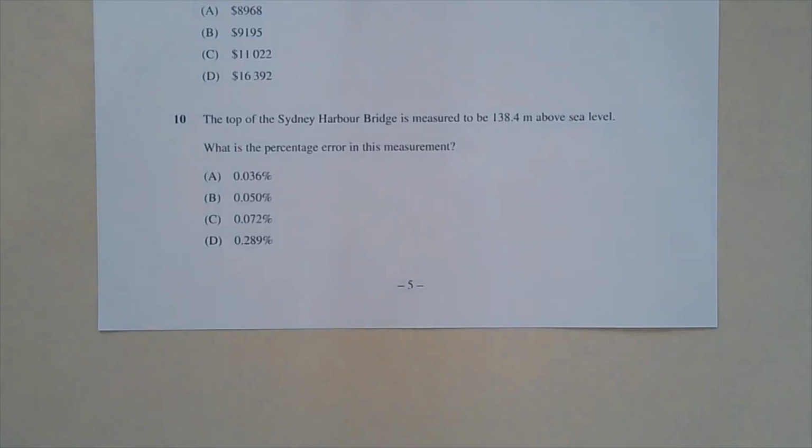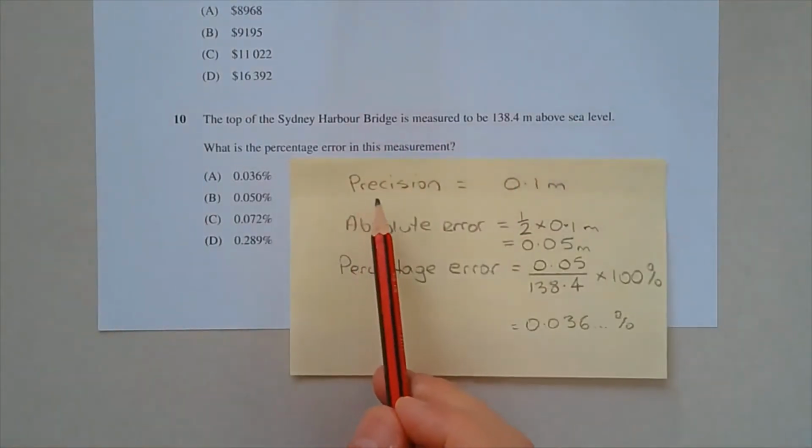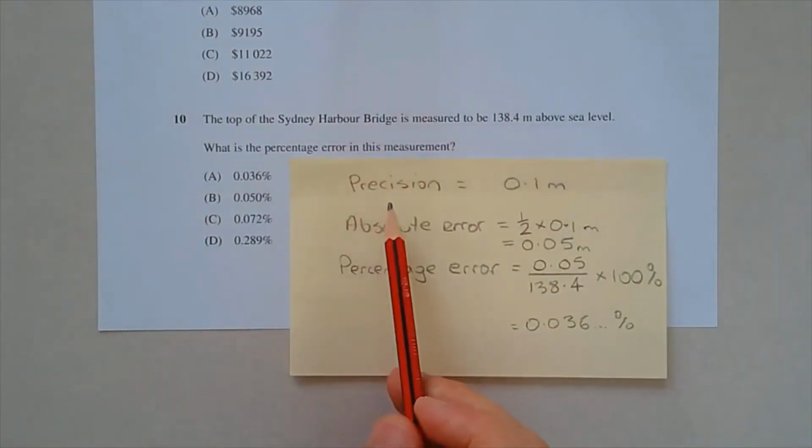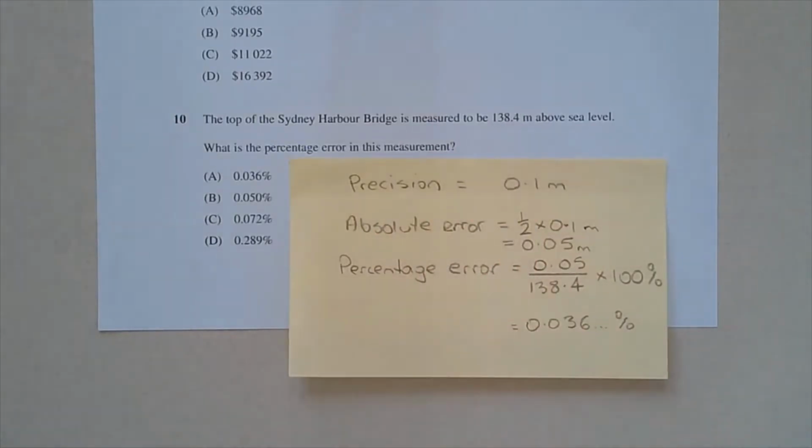Question 10. The top of the Sydney Harbour Bridge is measured to be 138.4 metres above sea level. What is the percentage error in this measurement? Now there's three things we need to consider. The first is the precision or the accuracy of the measurement. So we can see here that it's measured accurate to 1 decimal place or 0.1 metres.